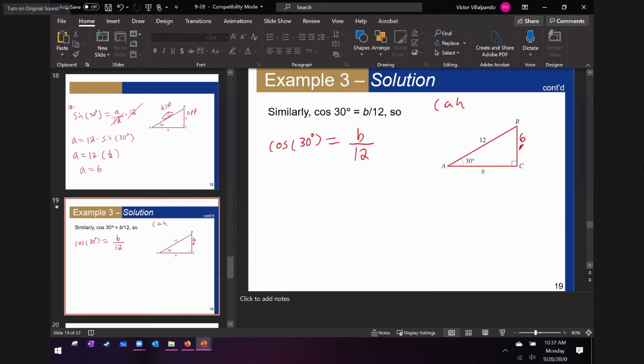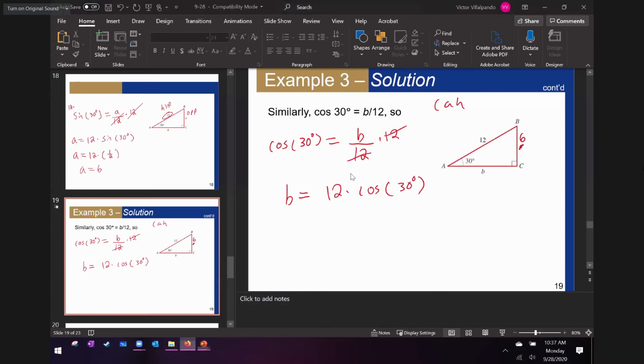You could have used the Pythagorean theorem as well, but the book suggests to use these special formulas to find the sides. So here again, multiply by 12. We get B to equal 12 times cosine of 30. Now you can plug cosine of 30 into your calculator, or if you know your unit circle, cosine of 30 is square root 3 over 2.